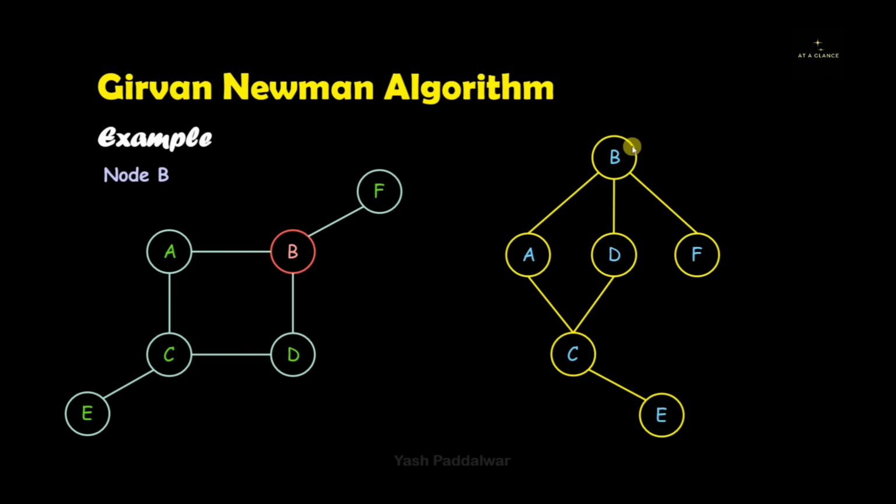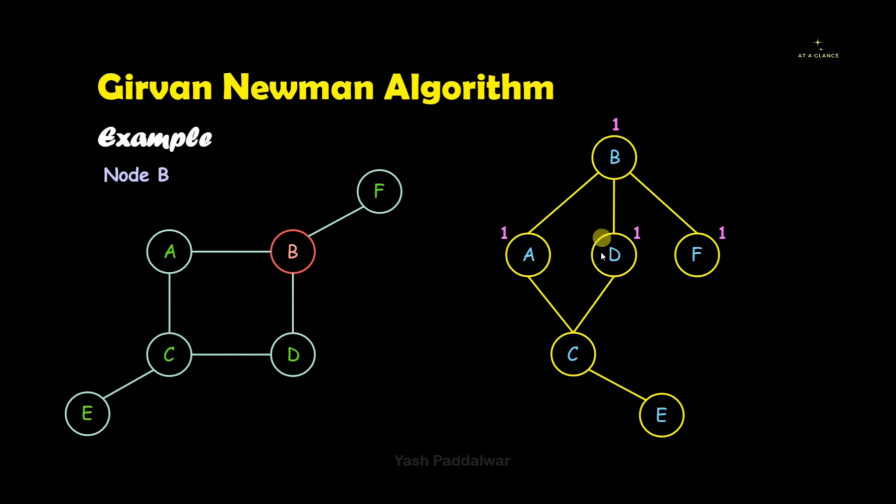Now we'll have to find out the node weight of every node. First is the B node. You can see that there is only one way to reach from B to B. So therefore 1 will be the node weight of B. Next is the node A. You can see that there is only one single shortest path for reaching from the root node to the A node. Hence the node weight of A is 1. Similarly for D and F, the node weight will be 1.